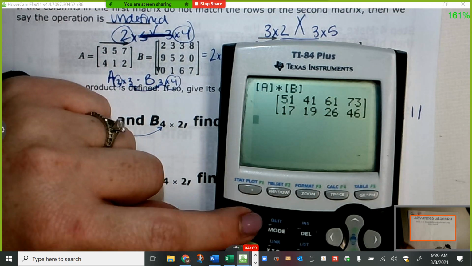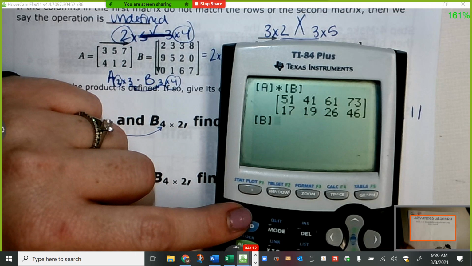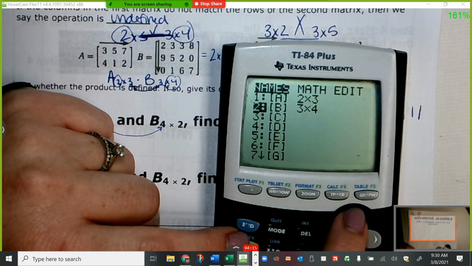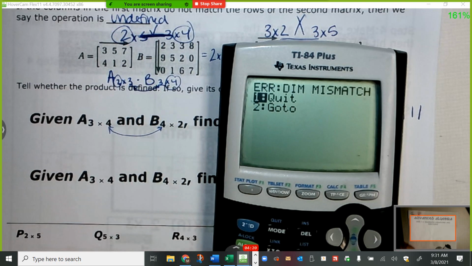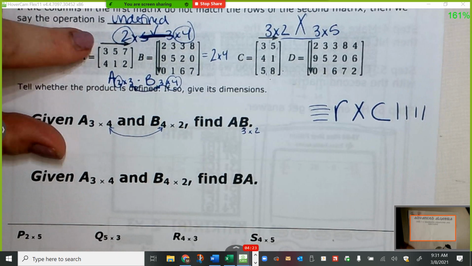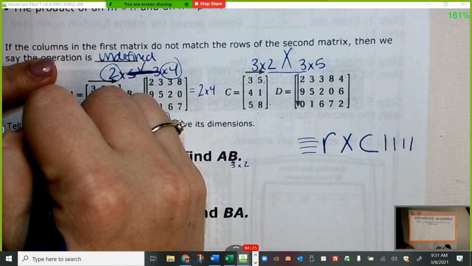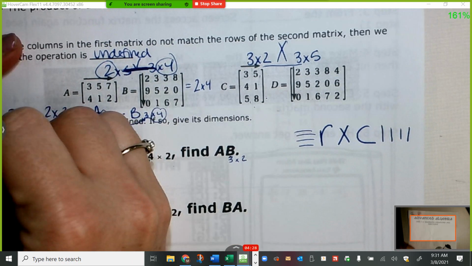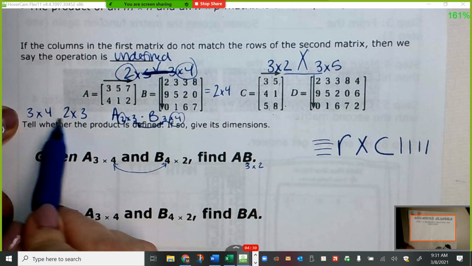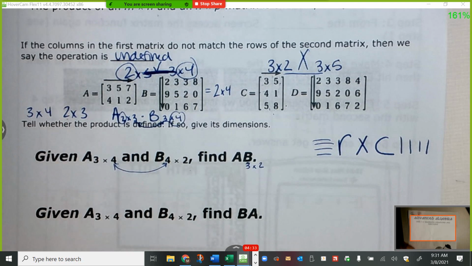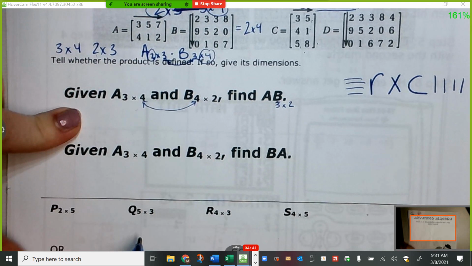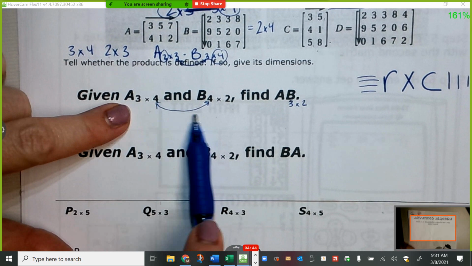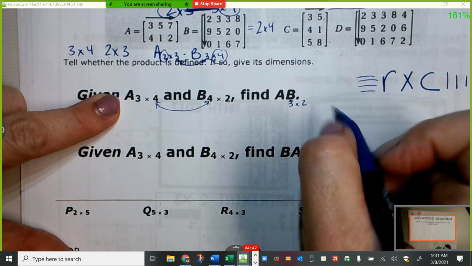Okay, because if we do second matrix B times second matrix A, did it work? No, it says dim mismatch. And the reason is because this is a 2 by 3 and this is a 3 by 4. So when I do it B times A, you see how the middle two don't match anymore? That's why it doesn't work. So if it ever says dim mismatch, you'll just put undefined. So if you look at this one, these are different. It wasn't asking for the actual answers. Okay, the middle two match, so the answer becomes a 3 by 2. So that's what it was asking.